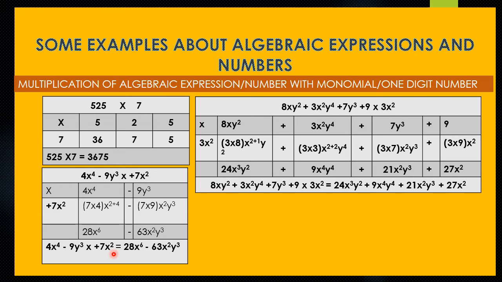Multiplying 3 with the coefficient of the third term, that is 7, so 3 multiplied by 7, and x square has no similar variable to be multiplied, so I have put here x square intact and y cube intact. I have made no change in the exponent of these two variables.